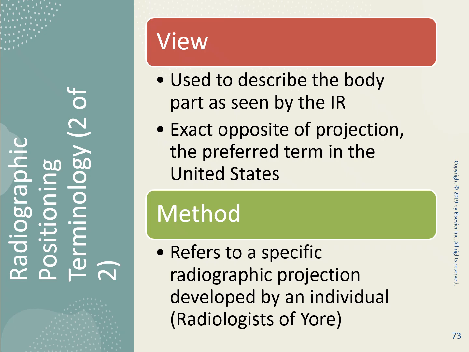Okay. View is used to describe the body part as seen by the IR. View is common parlance or common nomenclature in Europe, in particular the United Kingdom. Here in the United States, we prefer to talk about projections rather than views. Okay. And then finally, the method. A method is a radiographic projection that is named after the individual who dreamed it up. Okay. Typically, these are radiologists of yore.